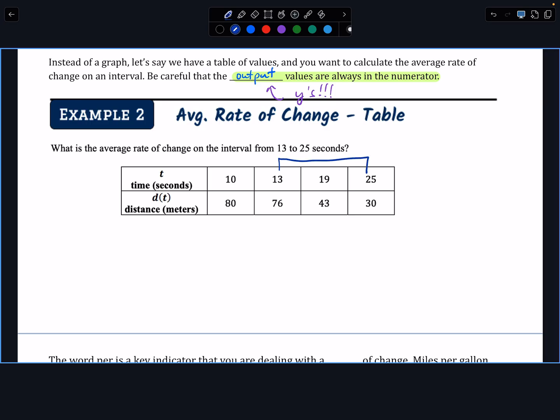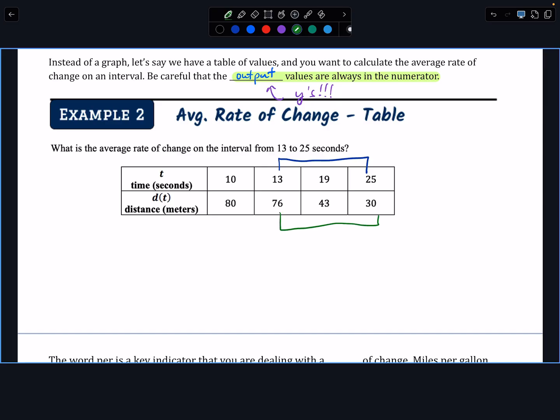Now, if I'm looking at these two numbers, I want you guys to think about these as ordered pairs. This means 13 comma 76. Does that make sense? And 25 comma 30. So this is going to be my x1, y1. This is going to be my x2, y2. It's the exact same idea. It's just a different problem. It's a table versus a graph. Okay. So I'm looking at this change and this change.